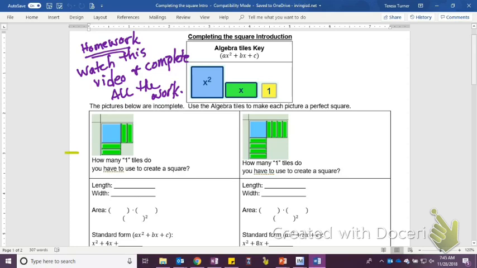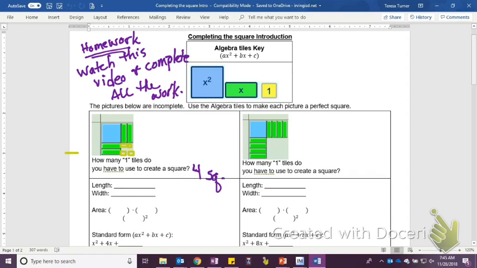So in this first problem, how many 1 tiles do you need to use to create a square? So we would put 1 here, one here, one here, and 1 here. Now my squares are not perfectly sized, but you can see that it takes 4 squares. We need 4 squares to complete the square.